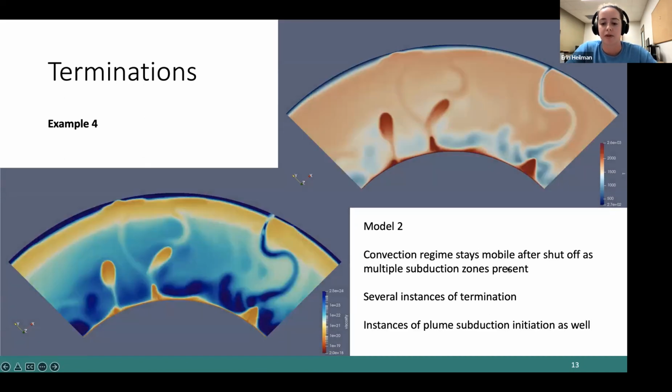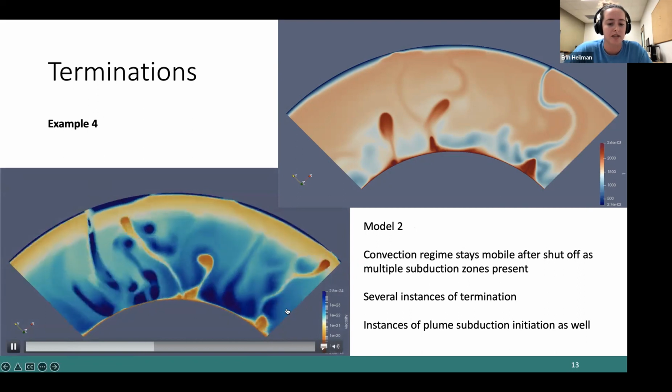So this last example is from the mobile time in the model. And so the convection regime stays mobile after these periods of shutoff because there's multiple subduction zones present. There's going to be a couple of instances of this plume slab termination, but we also see instances of plume subduction initiation as well in the model.